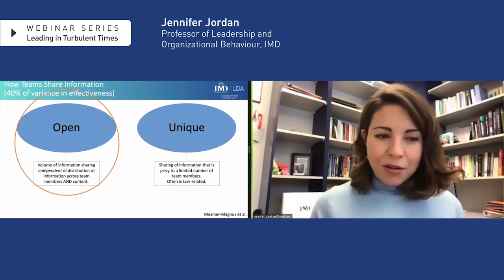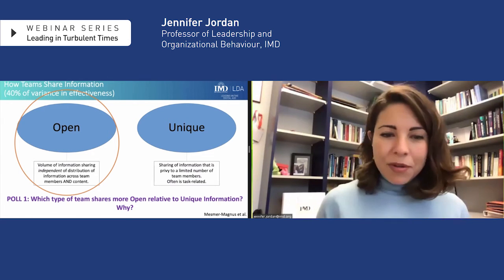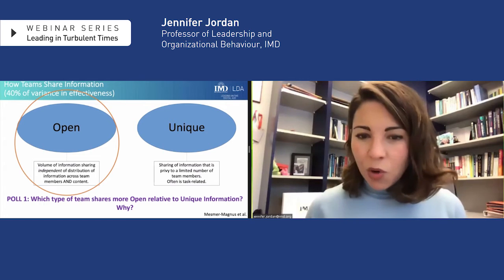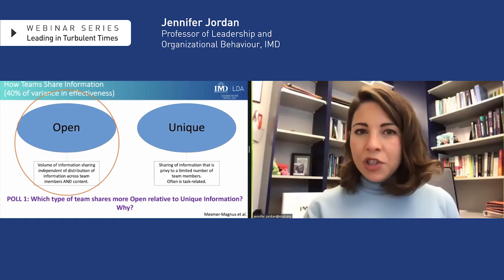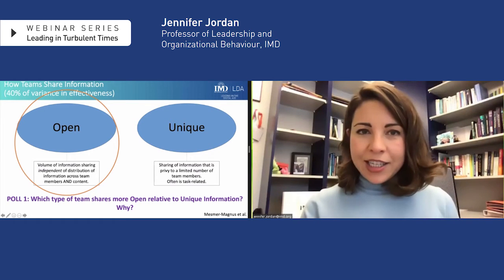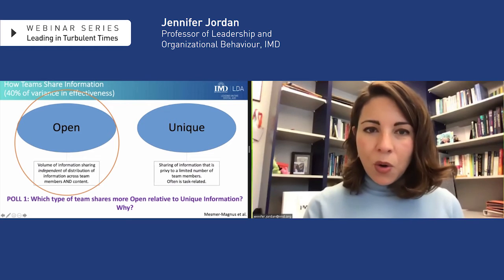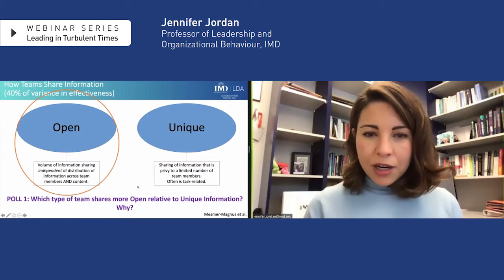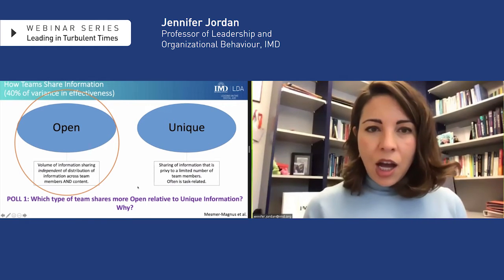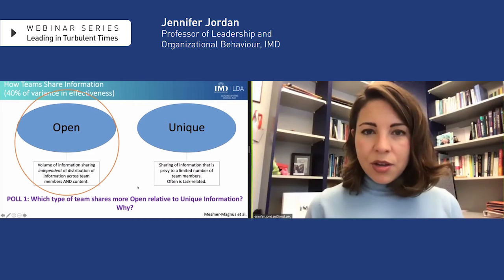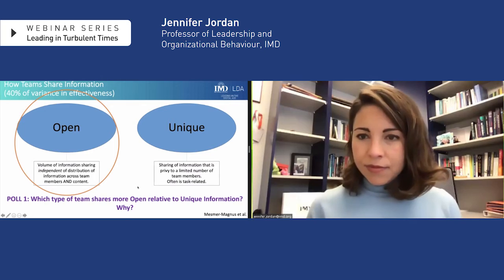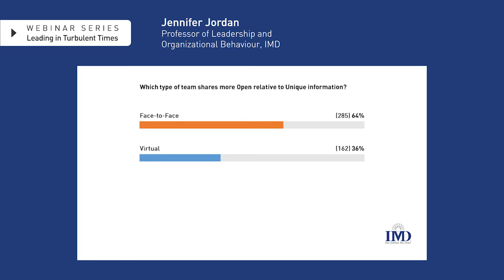And I want to ask you, this is our first poll question. What type of team do you think shares more open relative to unique information? And we're going to get into some of the why. I want to first do the poll. So here's poll 1. I'm going to launch that poll. Which type of team shares more open relative to unique information, face-to-face or virtual? I'm going to share the results. I think you can see them now.